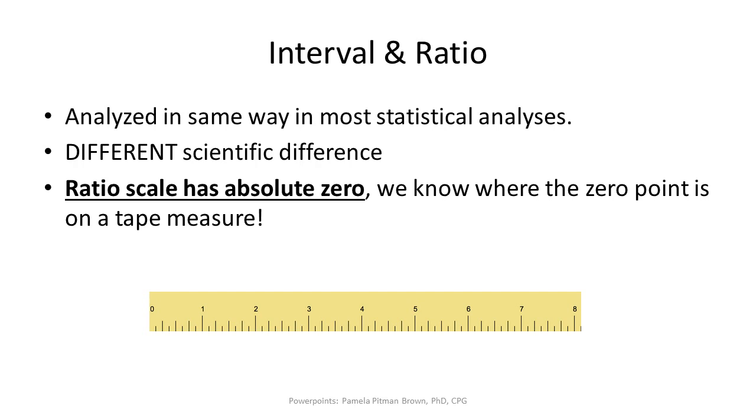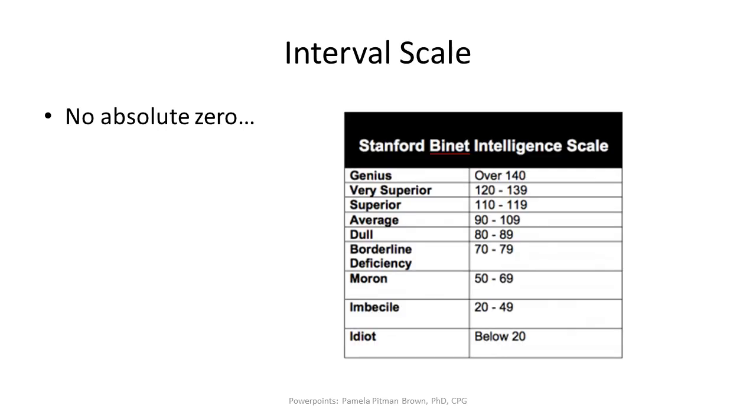Additional information within interval and ratio is that we're analyzing these two in the same way in most statistical analysis, but we have different scientific differences. Interval does not have an absolute 0, whereas a ratio scale has an absolute 0. As a measurement on a tape measure, we know where the 0 point is on the tape measure. So here with an interval scale, there is no absolute 0.